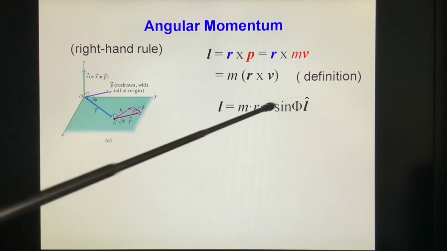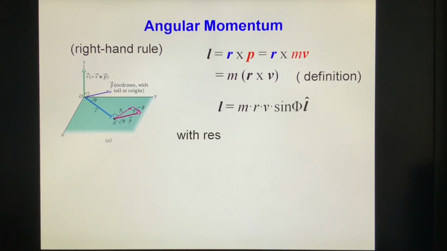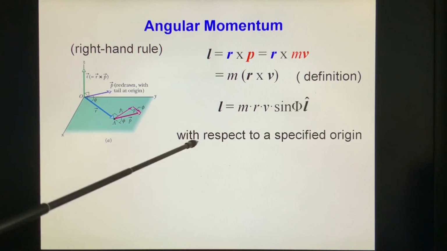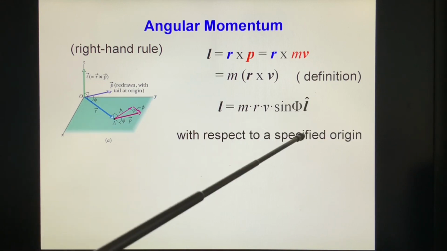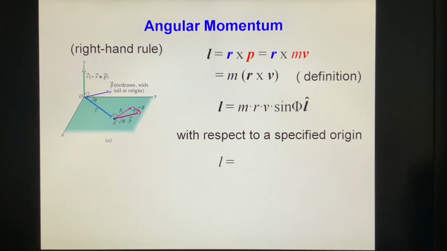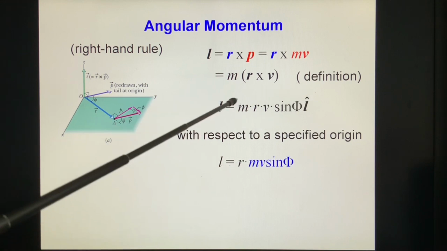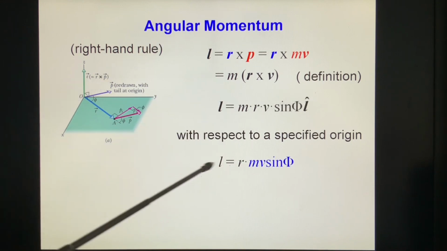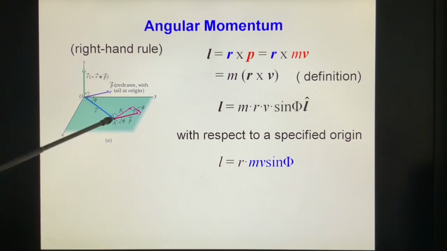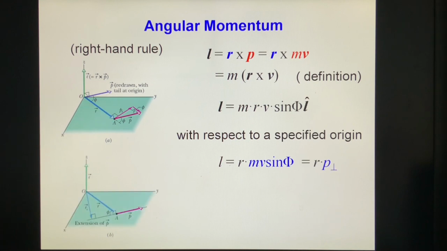We can combine the sine phi with different things. They all have r, so we have to specify what kind of origin it is. Then we rewrite the magnitude, no direction. It's mrv sine phi. We can combine mv with sine phi. You can see mv sine phi is this one, p perpendicular. Perpendicular to what? Perpendicular to r.